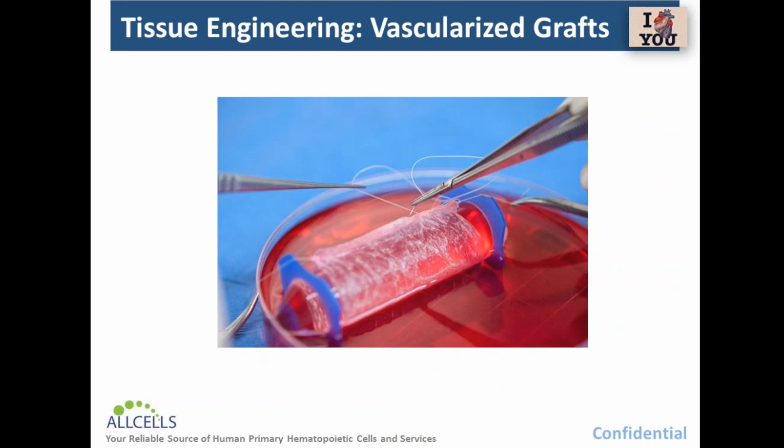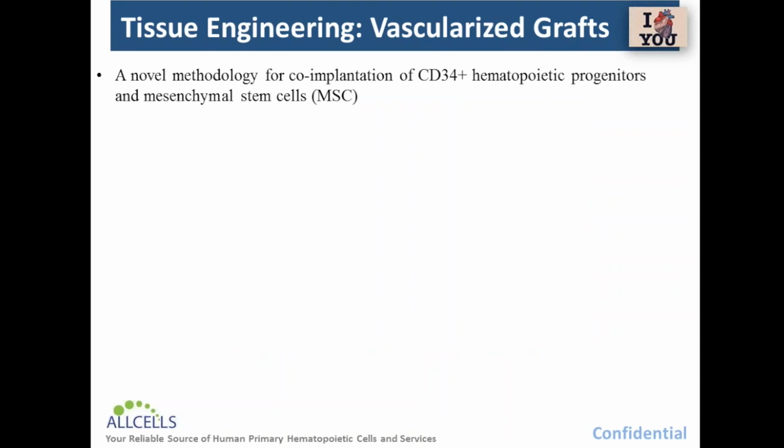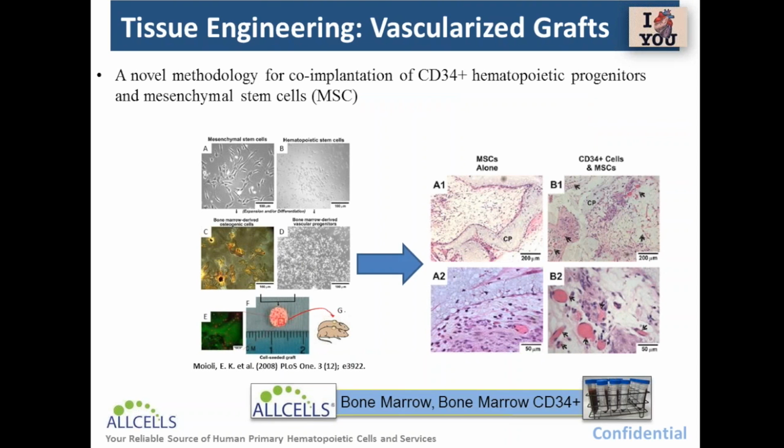A final application of primary cells is in tissue engineering, which is part of a growing field of regenerative medicine that heavily utilizes primary cells to regrow damaged or diseased tissue. In a study at Columbia University Medical Center, mesenchymal stem cells, or MSCs, and hematopoietic progenitors were co-cultured on tissue scaffolds and then implanted into mice where enhanced angiogenesis was observed. In scaffolds implanted with MSCs alone, little vascularization was observed. Featured in this paper was AllCells bone marrow and CD34 positive progenitors derived from bone marrow.